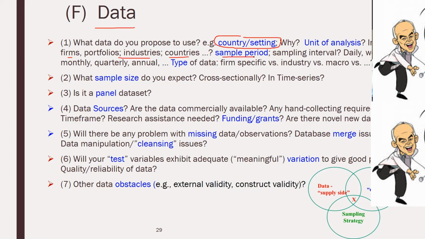Sample period: will it be a more recent sample period, like including the COVID situation? Will it be before COVID? What will be the data frequency? It will be daily, weekly, monthly, quarterly, annual, and why it is so. What's the type of the data, from a specific industry versus macro?